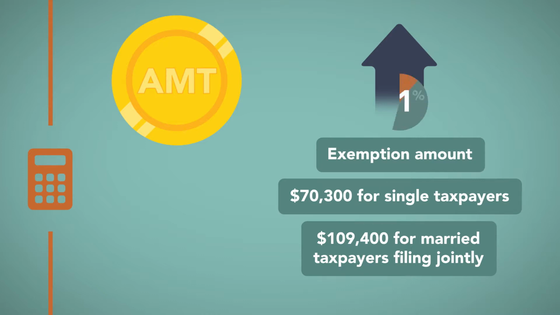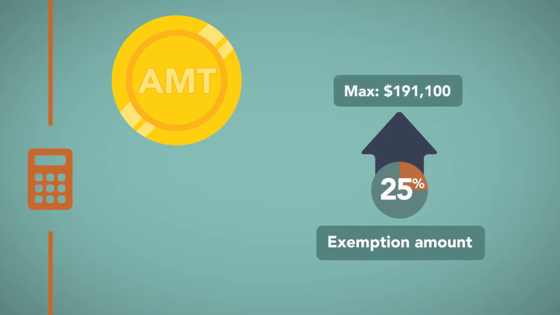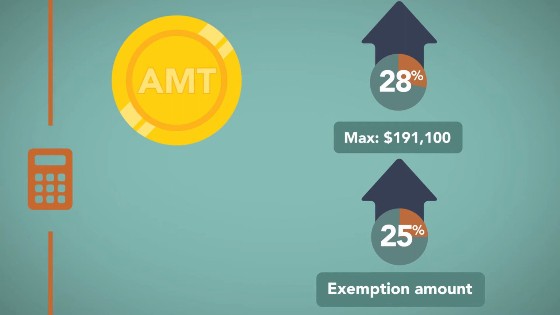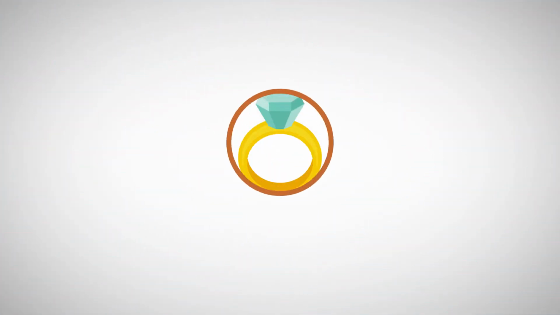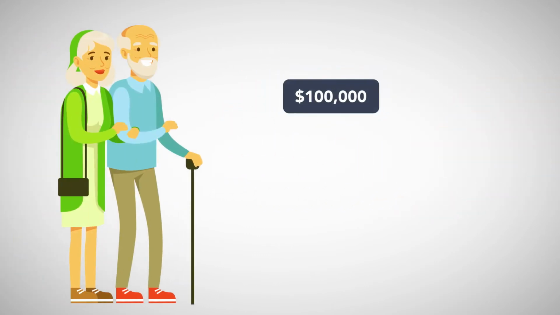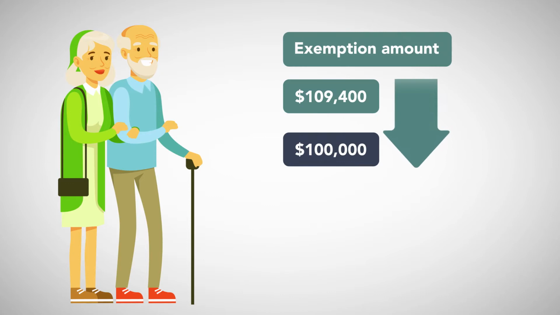Income above the threshold is taxed at 25% up to $191,100 of additional income. Income above that is taxed at 28% under the AMT. For our examples, we'll assume a married couple filing jointly. If our couple earns $100,000, the AMT is irrelevant, since they earn less than the exemption amount.